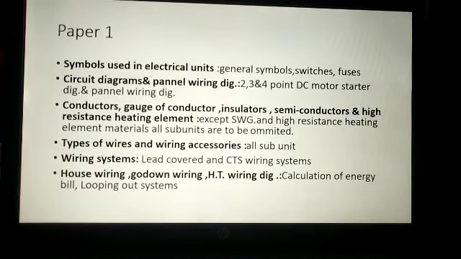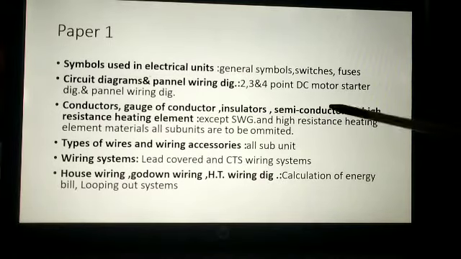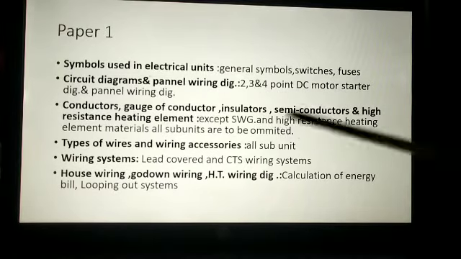I will tell you. SWG, that is 4.3, and last, high resistance heating material, that is 4.8. Except that, everything is reduced. So while studying this chapter, just remember subunit 4.3 and 4.8. Just do only these 2 things.